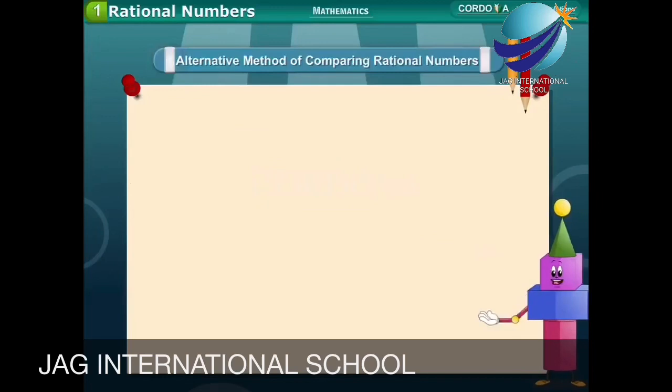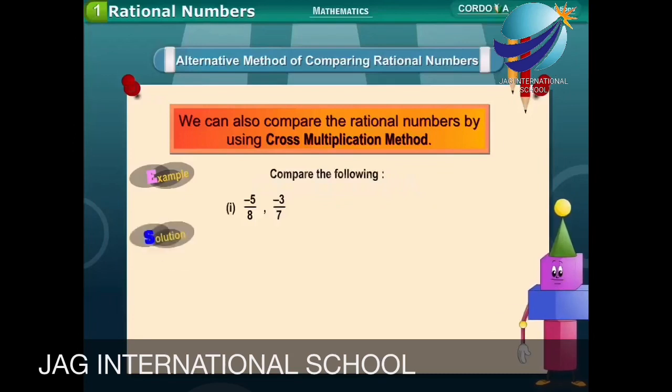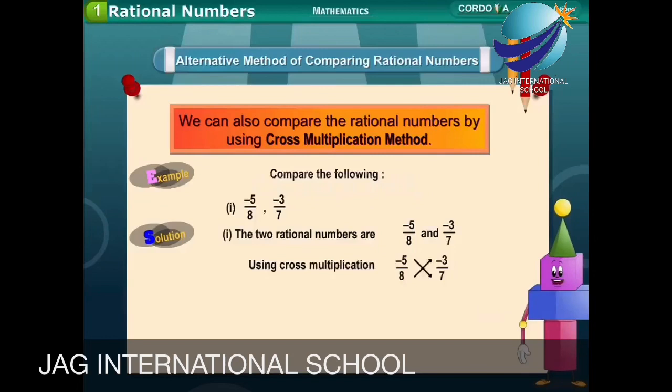Alternative method of comparing rational numbers. We can also compare rational numbers by using the cross-multiplication method. Example: Compare the following: -5/8, -3/7. Solution: Using cross-multiplication, -5 × 7 = -35 and -3 × 8 = -24. Since -35 is less than -24, therefore -5/8 is less than -3/7.